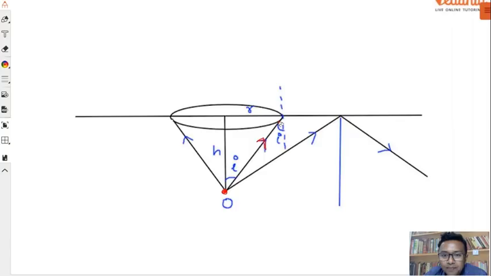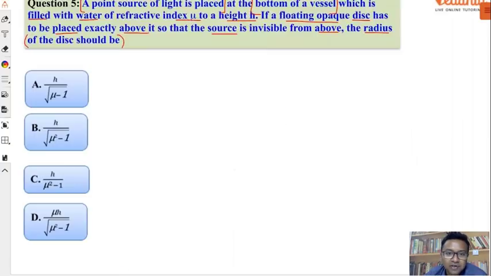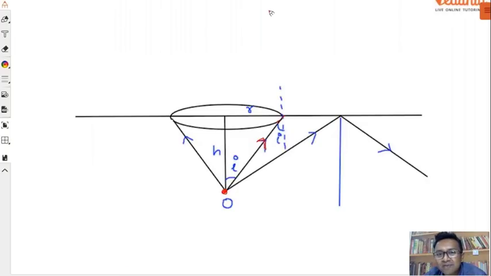All right, and what are they telling us? Just go through this question once again. If a floating opaque disk has to be placed exactly above it so that the source is invisible from above, now if the source is invisible, what does it mean?